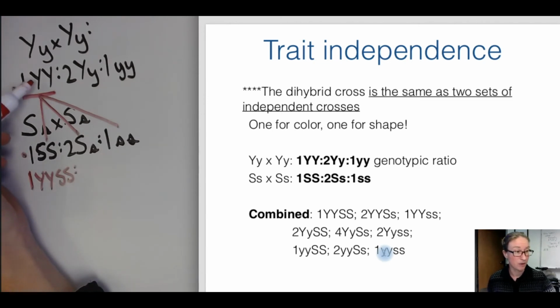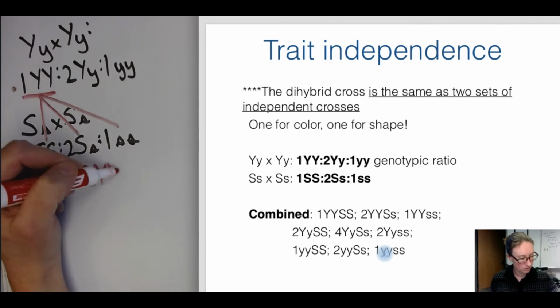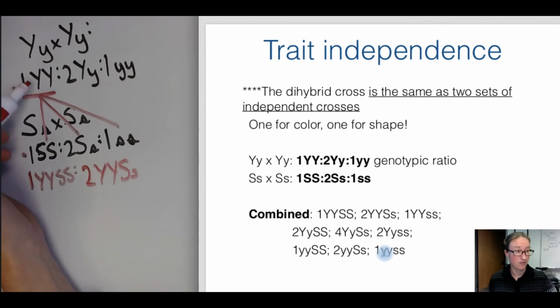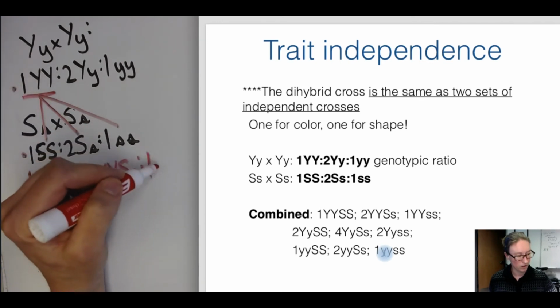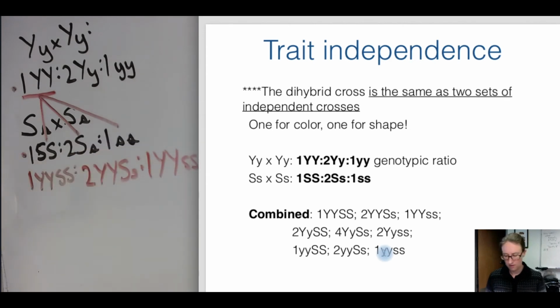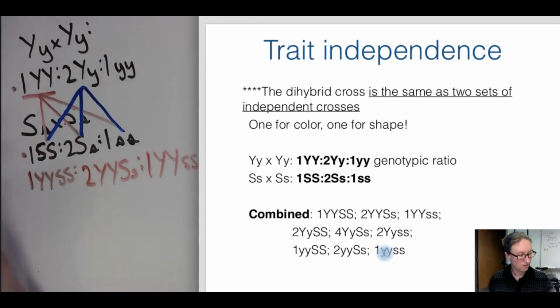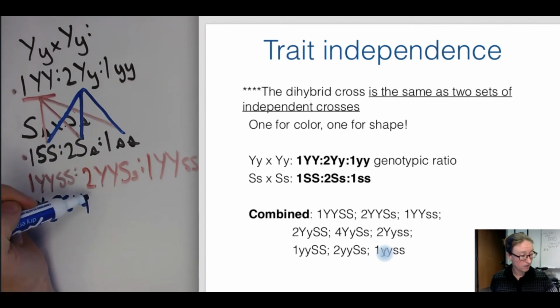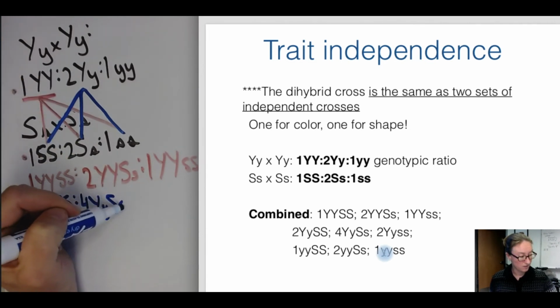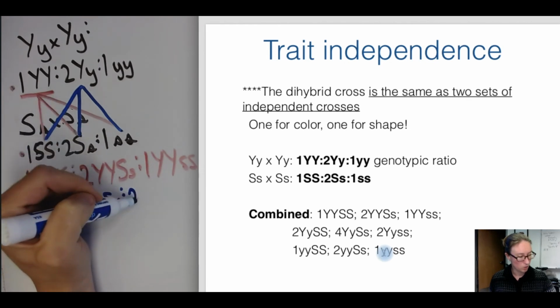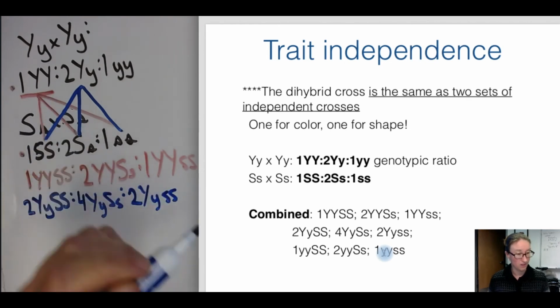Then the probability of 2 big Y's and a big S and a little s is 1 times 2, so 2. Probability of 2 big Y's, 2 little s's is 1. And the same idea for thinking about these big Y, little y's, right? So I could have 2 big Y, little y, big S, 4 big Y, big S, little s, and 2 big Y, little s.